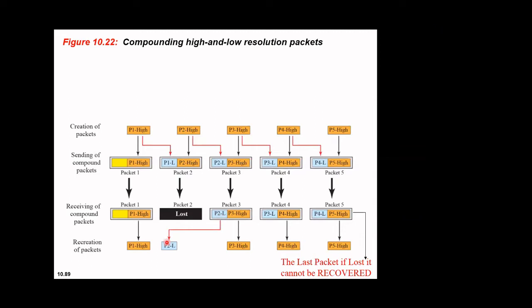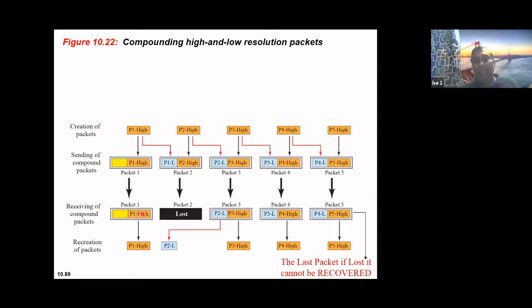You can see here, I have sent one redundant packet. Redundant packet means a copy of the original packet. With that, an extra copy of packet 1 I have placed. But the biggest problem in this particular method is the last packet, packet 5. If it is lost, I cannot recover it.